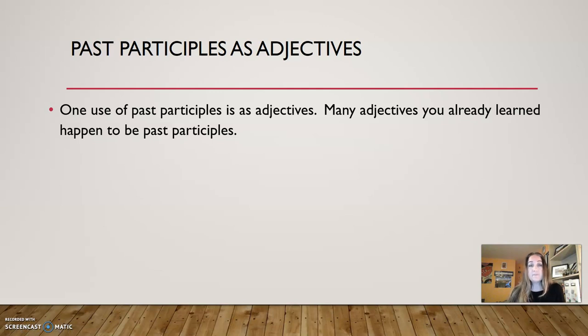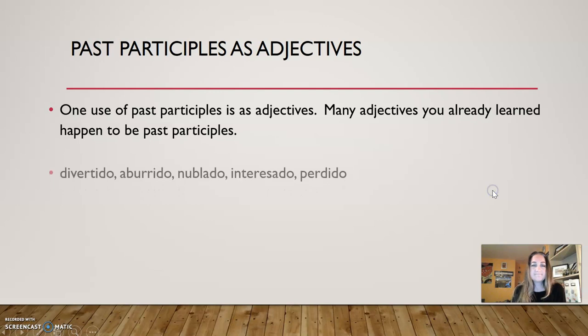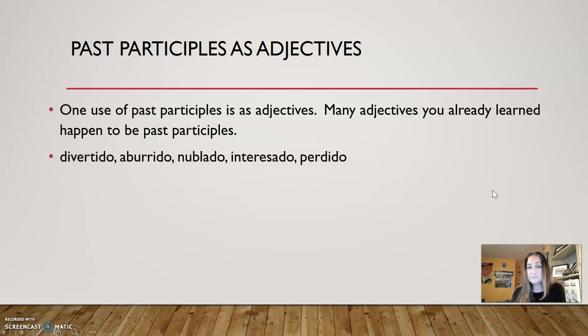This is one use of past participles. Many of the adjectives that we use as participles, that is, many adjectives that you already learned back in Spanish 1, 2 and 3, also happen to be past participles. For example, divertido, aburrido, nublado, interesado, perdido. These are all adjectives you learned before this chapter that happen to be past participles.